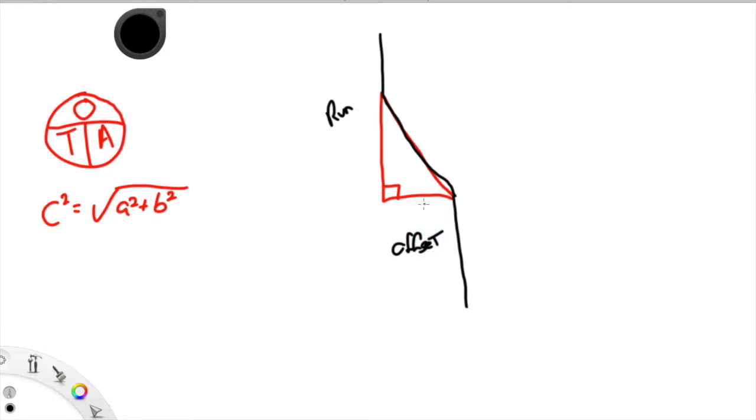Now you can tell which side is which because the side of the triangle that runs with the pipe, that is the run. If you look at this side, there's no continuation of the pipe, so it's not the run.